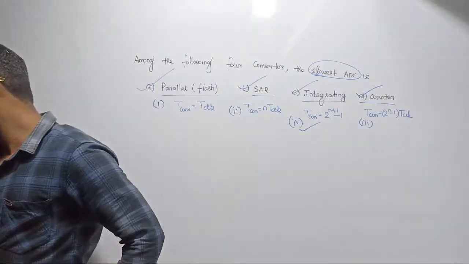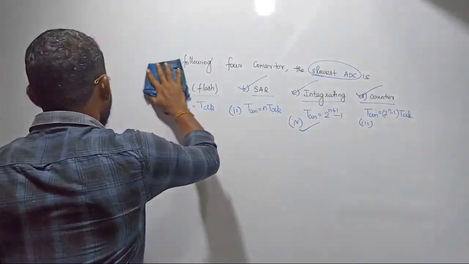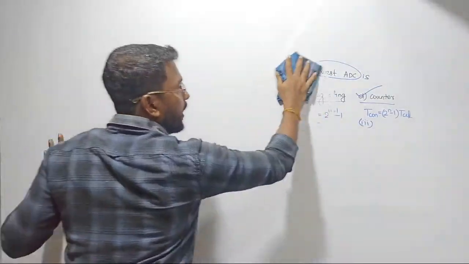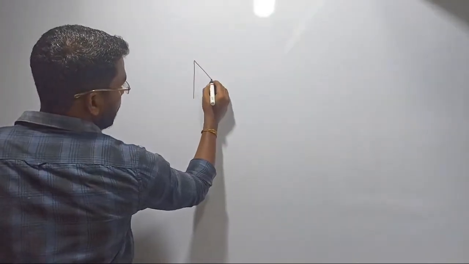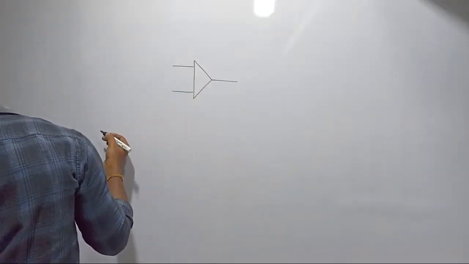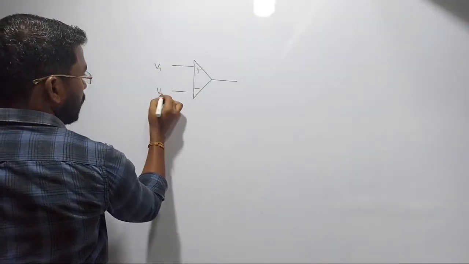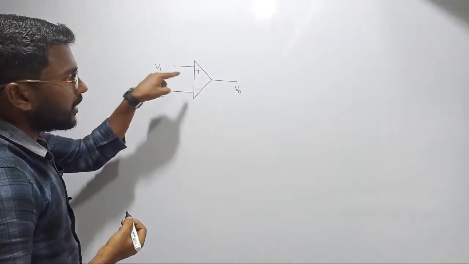Next, the question is: the voltage comparator shown in the figure can be used as. This is the comparator they have given, with a non-inverting terminal and an inverting terminal, V1 and V2. They are given two voltages, and of course this is going to be the output. The question is: the voltage comparator shown in the figure can be treated as.